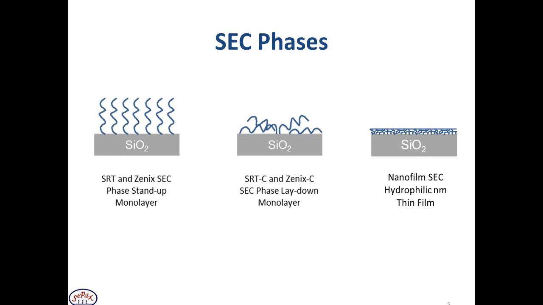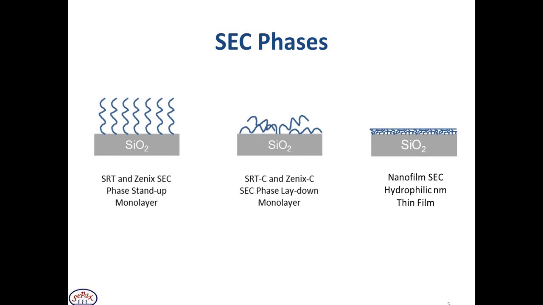Sepax offers 3 different size exclusion phases for the analysis of membrane proteins. These are SRT, SRT C, and Nanofilm. SRT is a 5-micron silica-based resin with a stand-up monolayer. SRT C is also a 5-micron silica-based resin, but with a lay-down monolayer which reduces access to the silica backbone. And Nanofilm is a 5-micron resin with a hydrophilic nanometer-thin film on the surface.